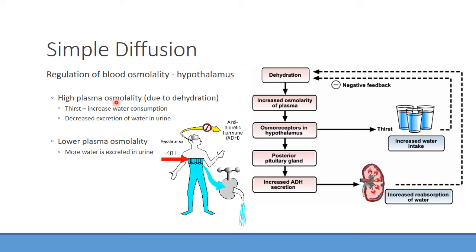They're just sending out too much of this ADH. On the other hand, if the blood becomes too dilute due to having too much fluid, the body's going to respond to that as well by trying to excrete more water. And the best place to excrete water is? Urine. Yep, the urine.